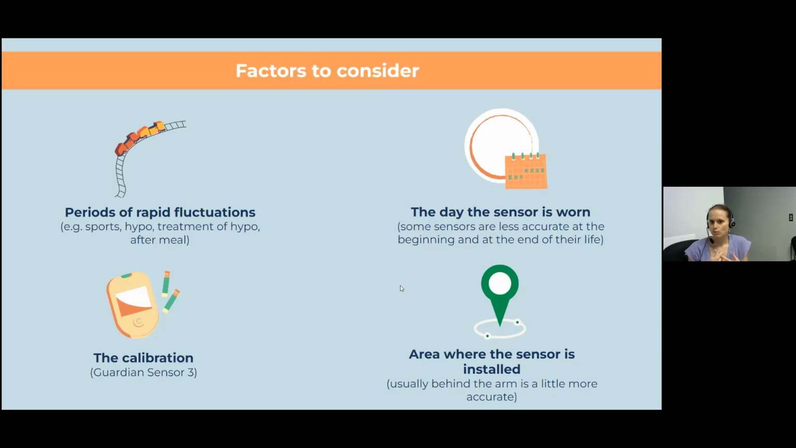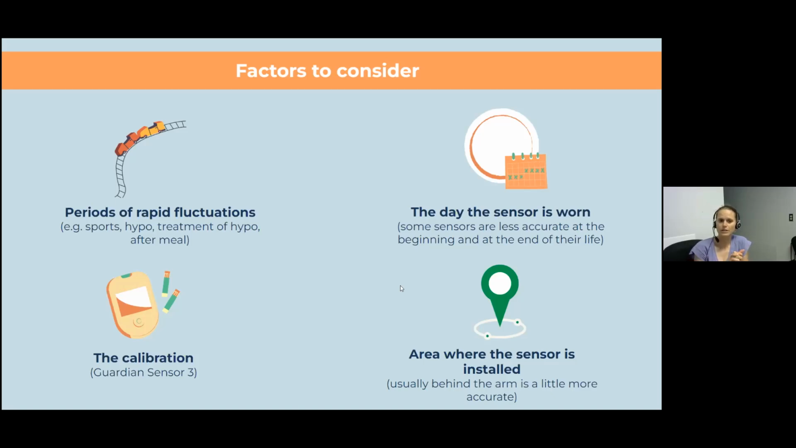Also, the day the sensor is worn can have an impact on the accuracy. So we know that with most of these devices, the first 24 hours, the sensor may be slightly less precise. So we just have to take that into account. Finally, the area where the sensor is installed can also have an impact. Usually behind the arm is a little more accurate, but technically for the Dexcom, for example, it has been tested in other areas, and it's indicated as well to wear around the abdomen.